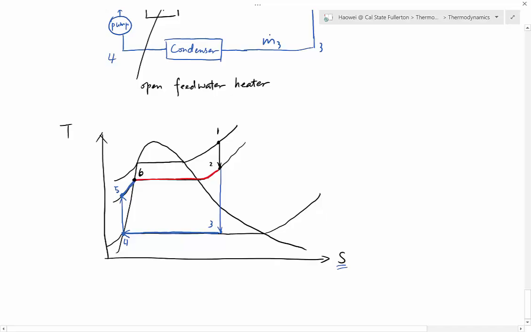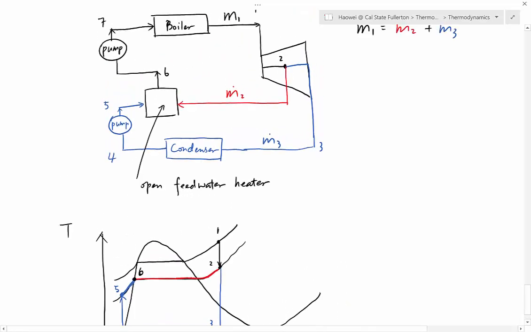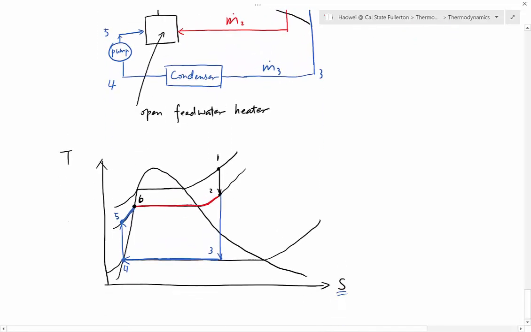Okay, and then 6 to 7. How do we sketch 6 to 7? 6 to 7 is a pump, so we pump up the pressure. It's isentropic compression again, so we go straight up. 6 to 7 goes straight up. And then 7 to 1, just a boiler. That's it. Okay, so that is the diagram.